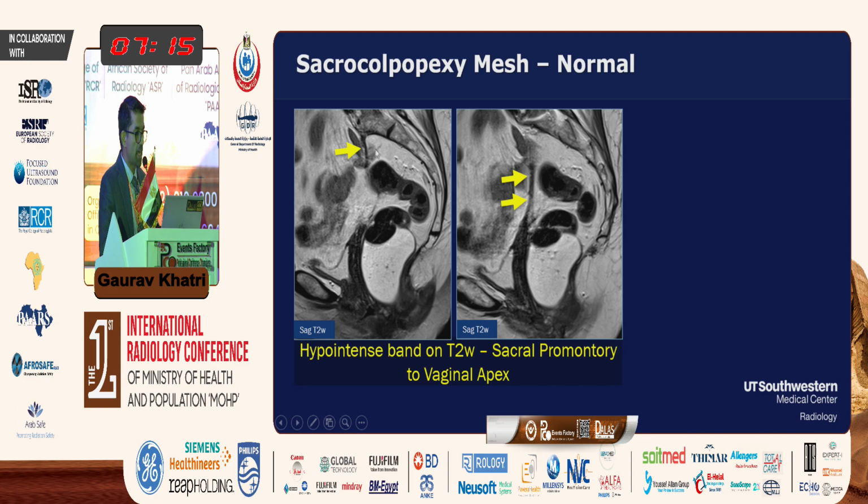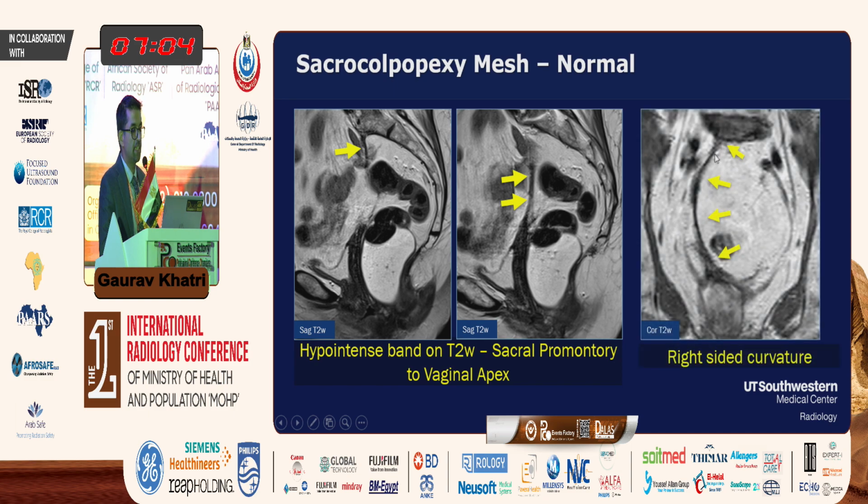Here's what it looks like on MRI. On the sagittal image, you can see this dark T2 band going from the sacral promontory to the vaginal apex, and this is what normal sacrocolpopexy mesh will look like. On the coronal image, you can see it typically has this curve towards the right side of the patient, and that's because this is placed extraperitoneal, and the sigmoid colon takes up typically the left side of the pelvis. So this is placed usually on the right side, and the peritoneum is closed over it, and the reason for that is to prevent any kind of complications with the bowel and the pelvis.